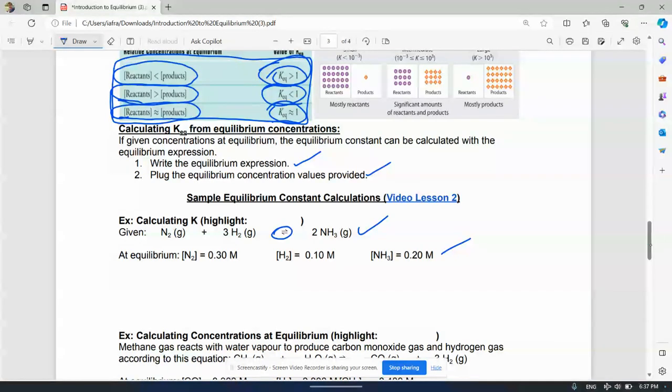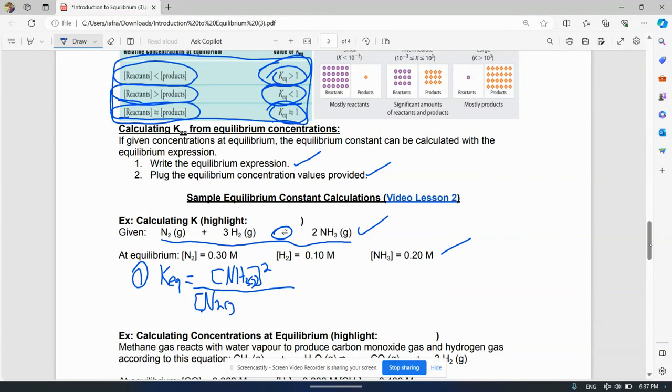So let's go over here. This is our reaction. Let's write an equilibrium expression first. So KEQ is equal to NH3 squared over N2, we should put our states, N2 gas to the power of 1 times H2 gas to the power of 3. And so now our next step is to simply plug in our numbers.